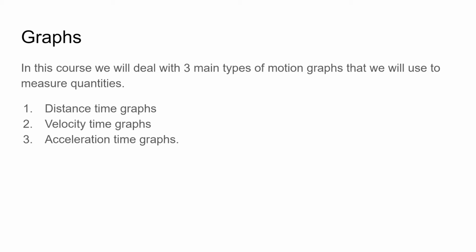In this course, we deal with three main types of motion graphs that we use to measure quantities. The first is graphs which compare distance and time. The second are graphs which compare velocity and time. And the third is acceleration and time. This might be a bit of a long video because we're going to go through their basics, and then we're also going to do sample questions. So it might be split into two parts, but we'll see.